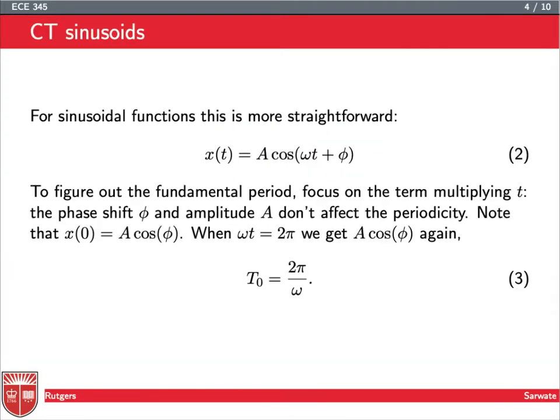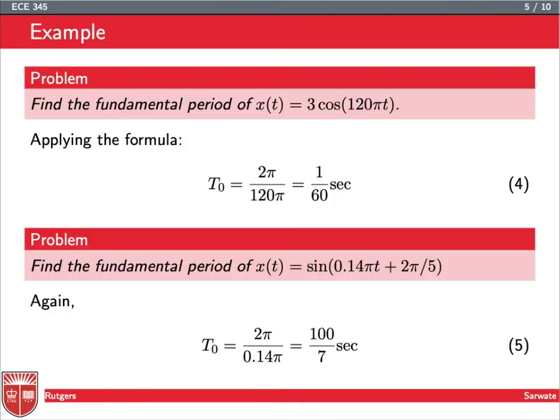So for sinusoidal functions, it's pretty straightforward to figure out the periodicity. We just look at the part multiplying t. So the phi, the phase shift in this cosine of omega t plus phi, doesn't matter. The a, the gain, doesn't matter. And so we just have to figure out the fundamental period given the fundamental angular frequency. The fundamental angular frequency is omega, so we just take 2 pi over omega. Let's do some examples. It'll make it pretty clear.